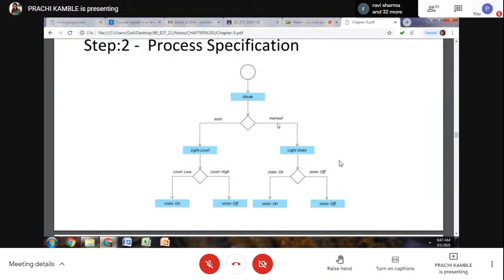And in manual mode, what will the light state be? If the state is off, the light will be off. If the state is on, the light will be on. Depending upon the state, it will turn the light off or on. It is manual.